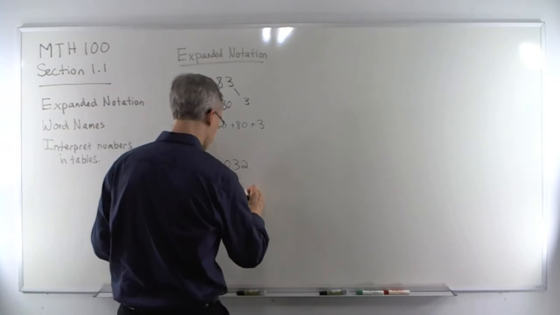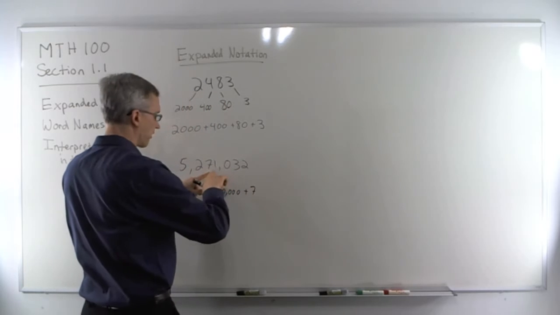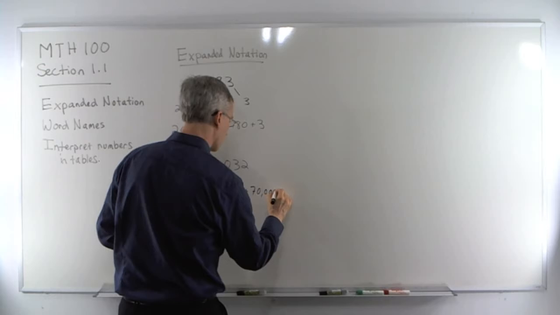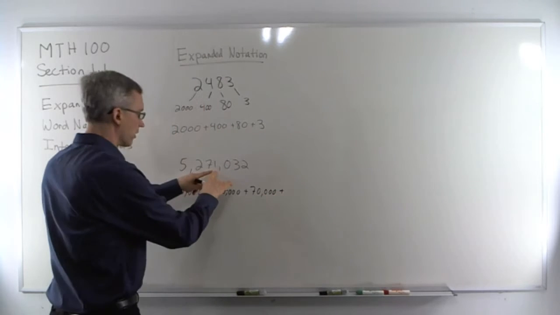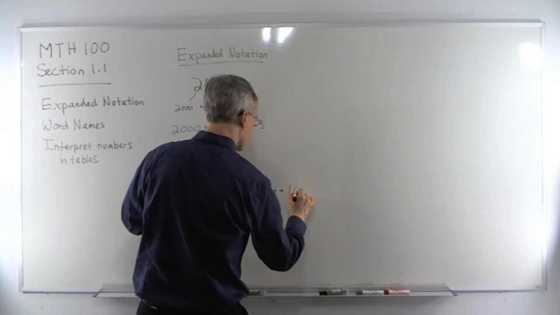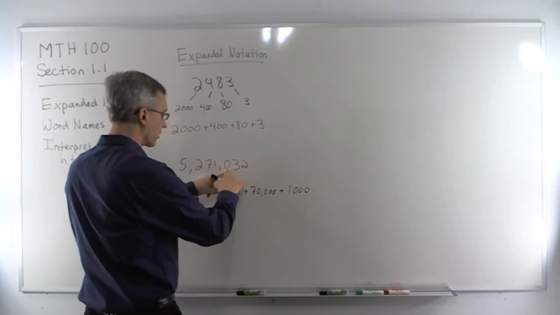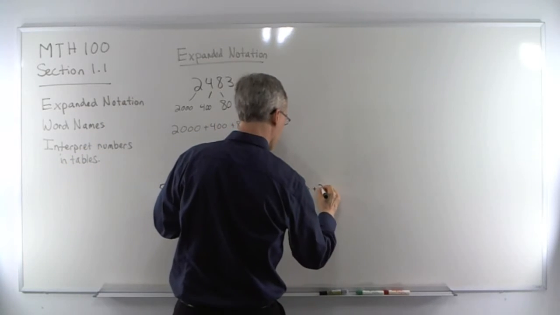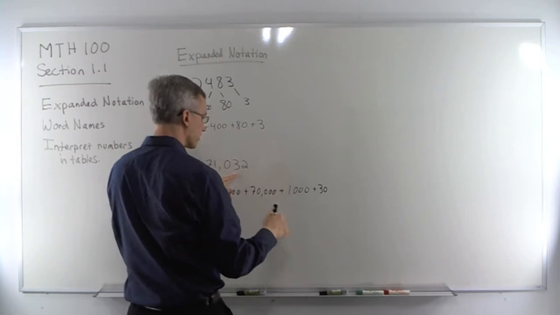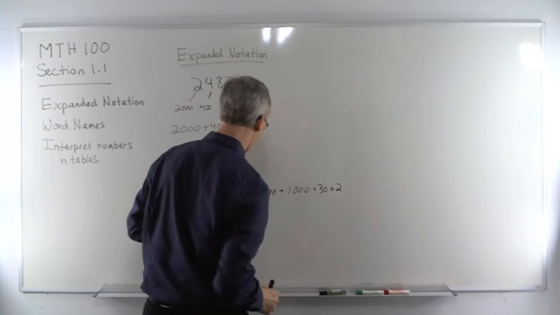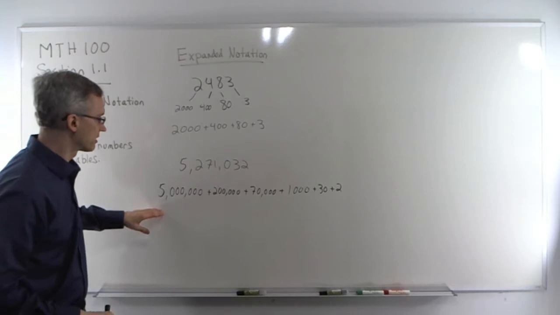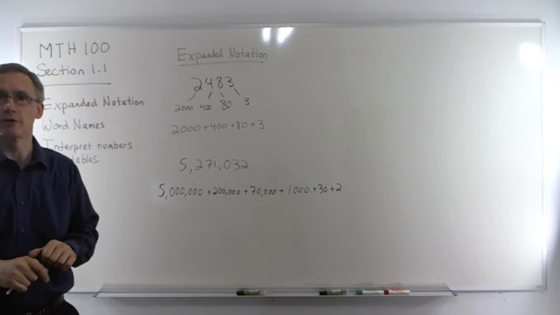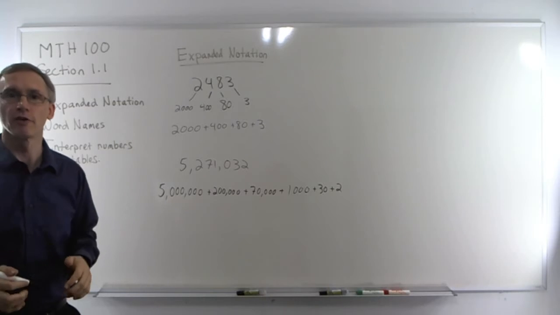Do the same thing for the 7. And we'll follow that by 4 zeros. Then the 1, 1,000. We got a 0 here, so you don't even have to include that one. Skip over to the 3, and that's worth 30 if we fill in zeros. And finally, a 2 on the end. Now if you take these, stick them in a calculator, and add all those up, we're going to get 5,271,032. So same number, just another way of writing it.